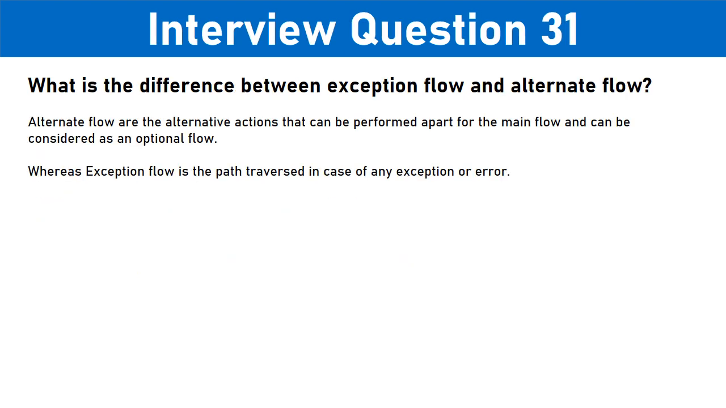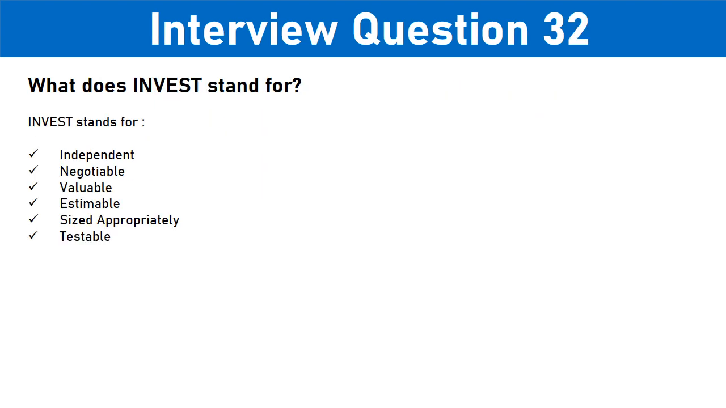Interview question 31. What is the difference between exception flow and alternate flow? Alternate flows are the alternative actions that can be performed apart from the main flow and can be considered as an optional flow. Whereas exception flow is the path traversed in case of any exception or error. Interview question 32. What does INVEST stand for? INVEST stands for independent, negotiable, valuable, estimable, sized appropriately, testable.